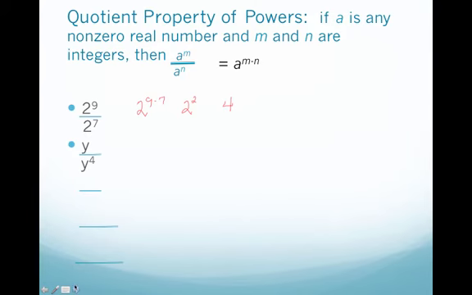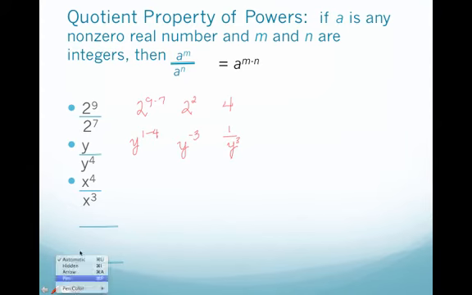I have y divided by y to the 4th. So I've got y to the 1. Remember, there's no exponent there, so that is really a 1 minus 4. So I've got y to the negative 3. Remember from our work yesterday, we cannot leave a negative exponent, so I'm actually going to write that as 1 over y cubed. Okay?